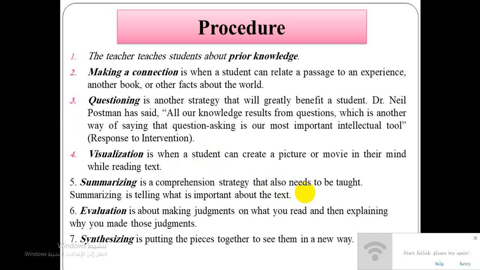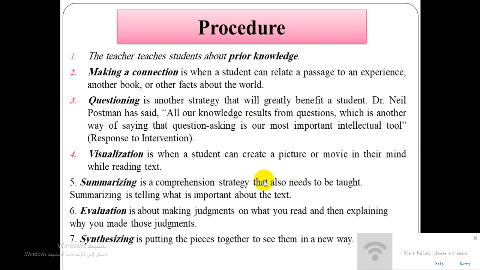Summarizing is telling what is important about the text. A summary might include the answers to who, what, where, when, why, and how. You can have students summarize any text that you are using in the classroom.